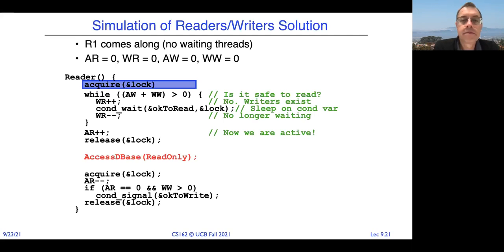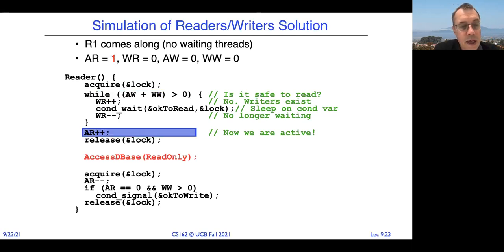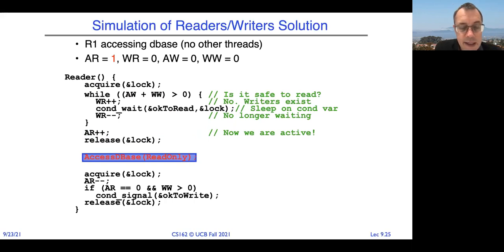R1 comes along. There are no waiting threads, and no other threads in the system. It acquires the lock and checks whether there is an active writer or a waiting writer. Both of these variables are 0. None of such threads are in the system. So you exit the while loop, and R1 can start reading. You increment the active readers variable, you release the lock, and you access the database.